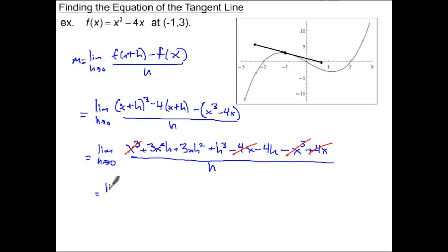So, for the sake of clarity though, I'm going to rewrite this whole thing. 3x squared h plus 3xh squared plus h to the third minus 4h, and this is all on top of an h. So my next step is going to be to cancel an h, but since I'm running out of room, we'll do that in the next slide.